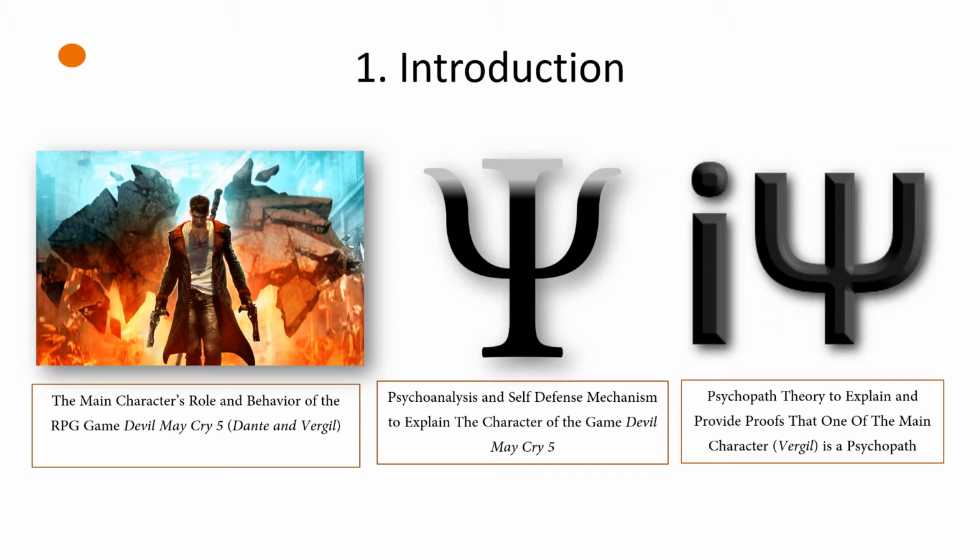The main characters in the RPG game Devil May Cry are Dante and Virgil. These two characters are identical twin brothers. In the analysis, psychoanalysis and defense mechanism were selected to explain the characters in the object of research. It was also identified that certain psychological tendencies were to be analyzed further, in this case whether one or two of the characters showed psychopathic behavior.